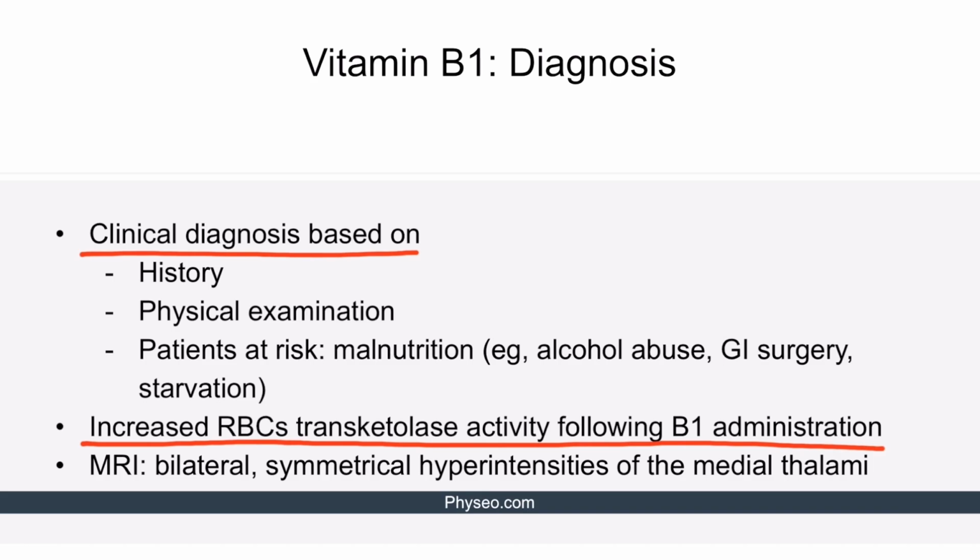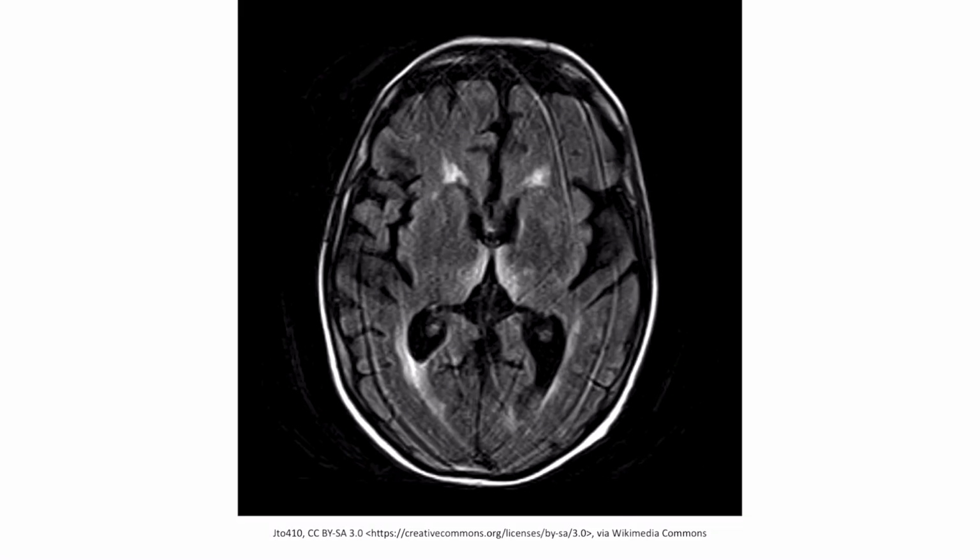However, if measured, the red blood cell transketolase will initially be low in patients with thiamine deficiency and will increase after vitamin B1 administration. Wernicke encephalopathy can also be seen on an MRI as bilateral, symmetrical hyperintensities of the medial thalami. This image shows a cranial MRI of a patient with Wernicke's encephalopathy. Notice that the MRI is showing hyperintensities in the medial portion of the thalamus.